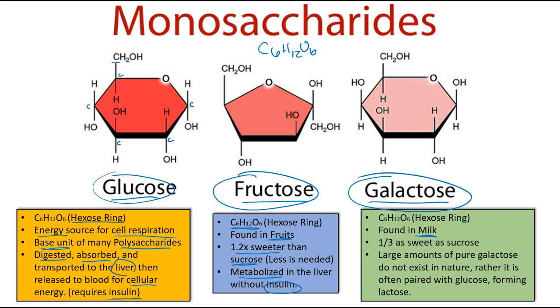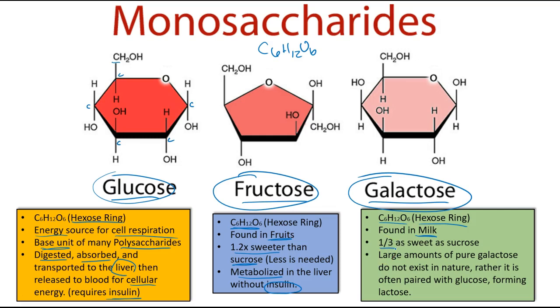And the third variety is galactose, and galactose is found in mammalian milk, and so it's one of the monosaccharides that is used to build lactose, which is the disaccharide found in milk. There are a lot of people that are lactose intolerant, and if you're lactose intolerant, you lack the enzyme lactase that is needed in order to break down lactose into monosaccharides. But galactose is found in milk, and again, it's a hexose ring. It's made of the same C6H12O6 chemical formula.